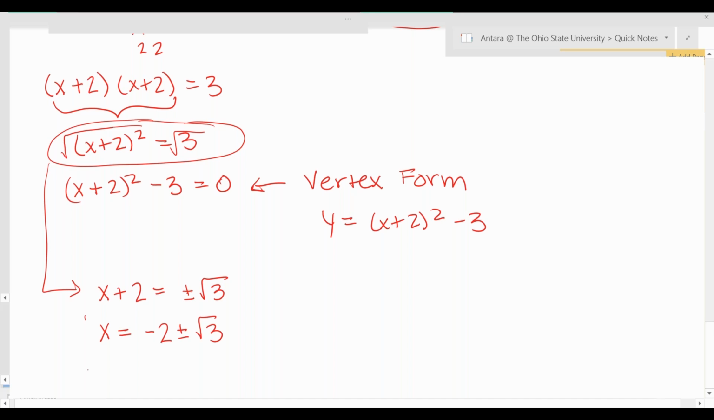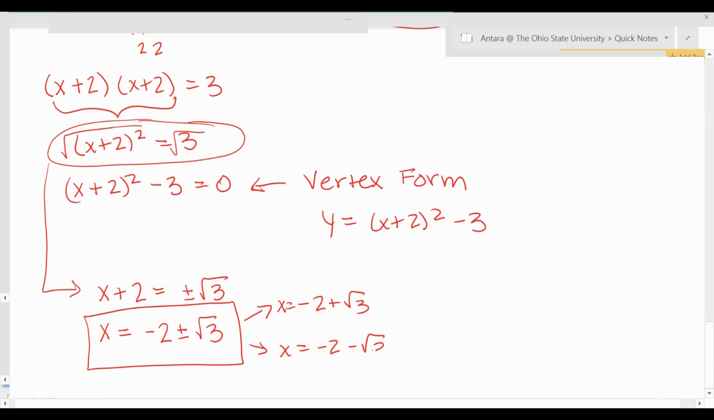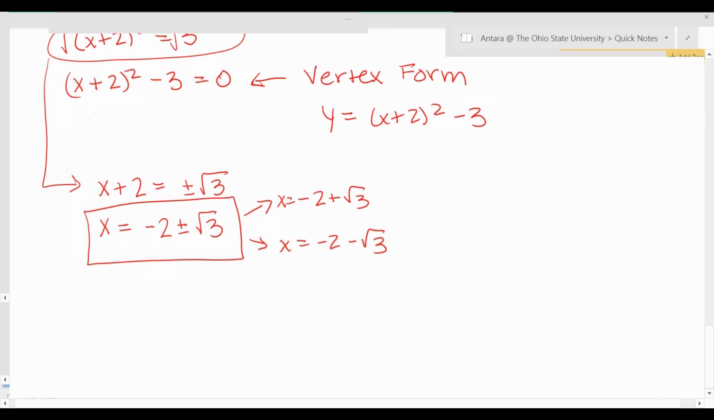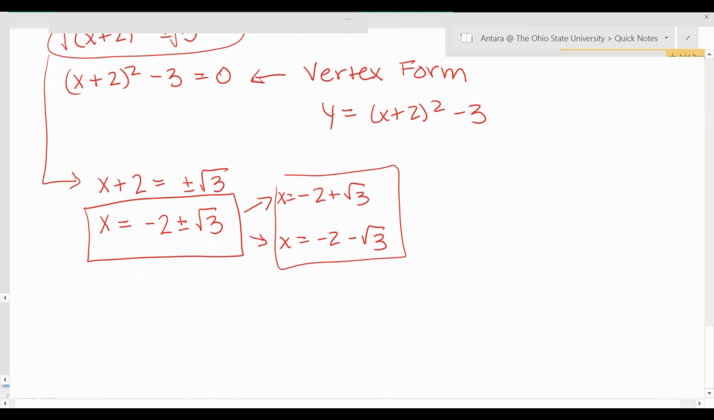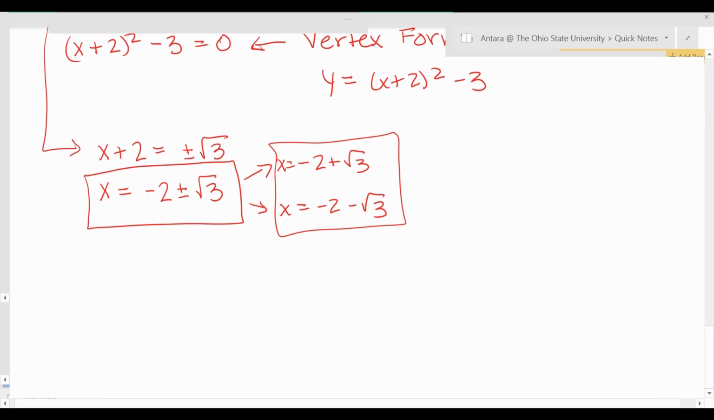So that's the solution. It comes out to be 2 solutions: x equals negative 2 plus radical 3, and x equals negative 2 minus radical 3. So those are the 2 solutions you get from completing the square.